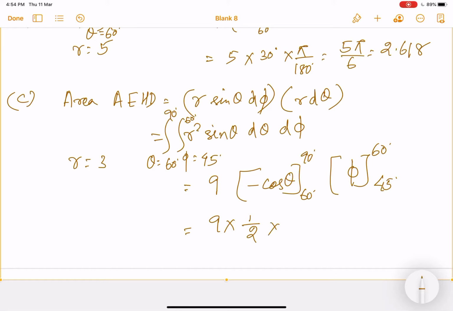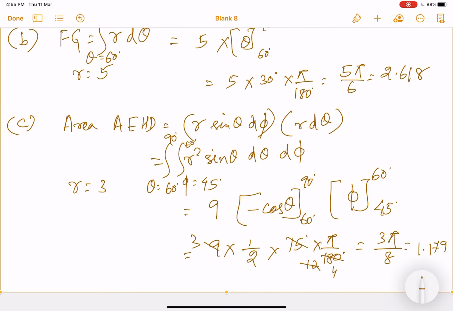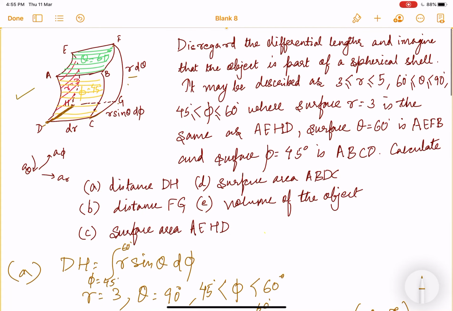Then this one, 60 minus 45 is 15, and by converting it into radians and solving this, this is 12. Then if you cancel this, it's basically 3 pi by 8 that you're getting. So use your calculators and you'll get this as 1.179. Okay, 1.179. Clear? Then what does the next bit say?